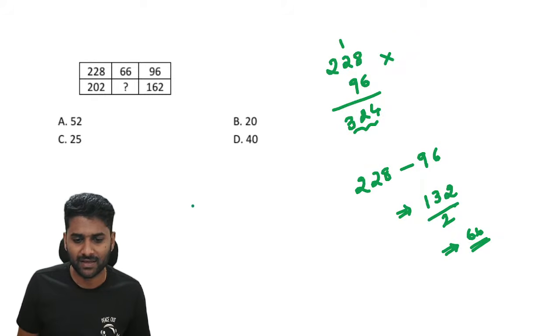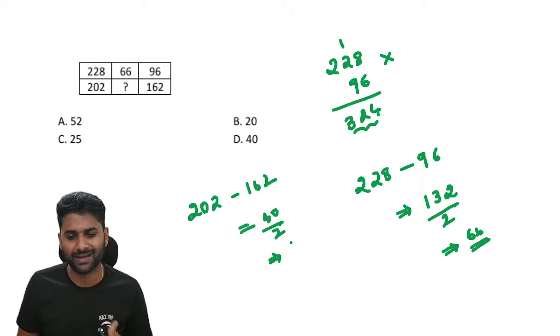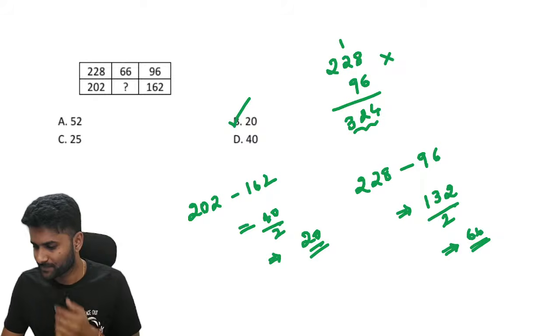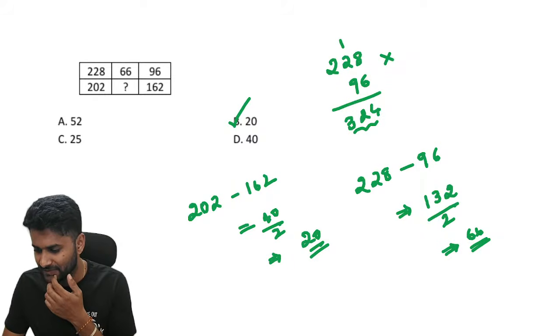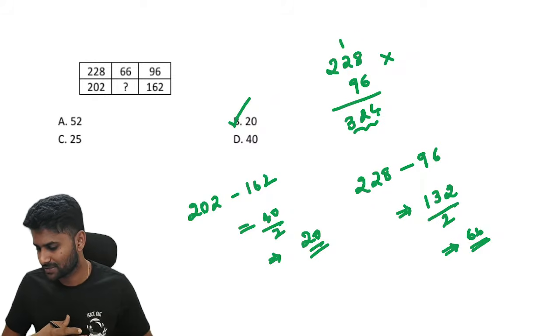In the same way, the difference of 202 and 162 is 40 units. According to the previous operation, halve it, then the resultant is 20. Is it clear? So the difference of the first and last, divided by 2, becomes the center, like a middle box.